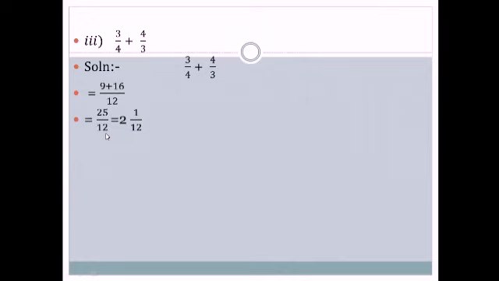You have to simplify this answer. It's an improper fraction. You will convert it into a mixed fraction. 25 divided by 12. 12 twos are 24. So 1 is the remainder. You know that the quotient will come in the whole, the remainder will come in the numerator, and 12 will come in the denominator. So this is the required answer.